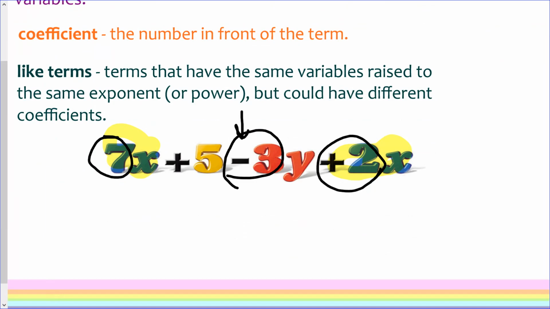So then we would get 9x. Hold on 1 second. 9x plus 5 minus 3y. Anything that does not have a pair to match up with, you would just bring it down.